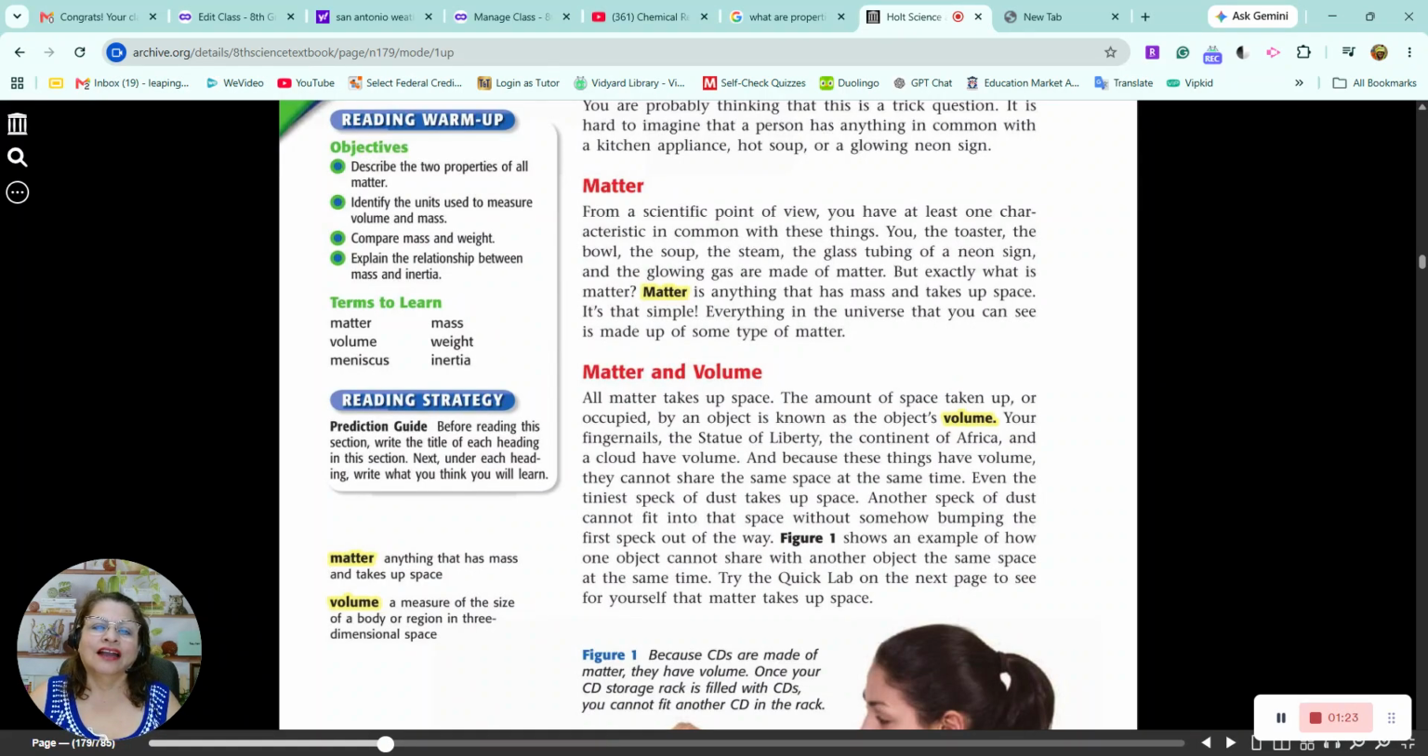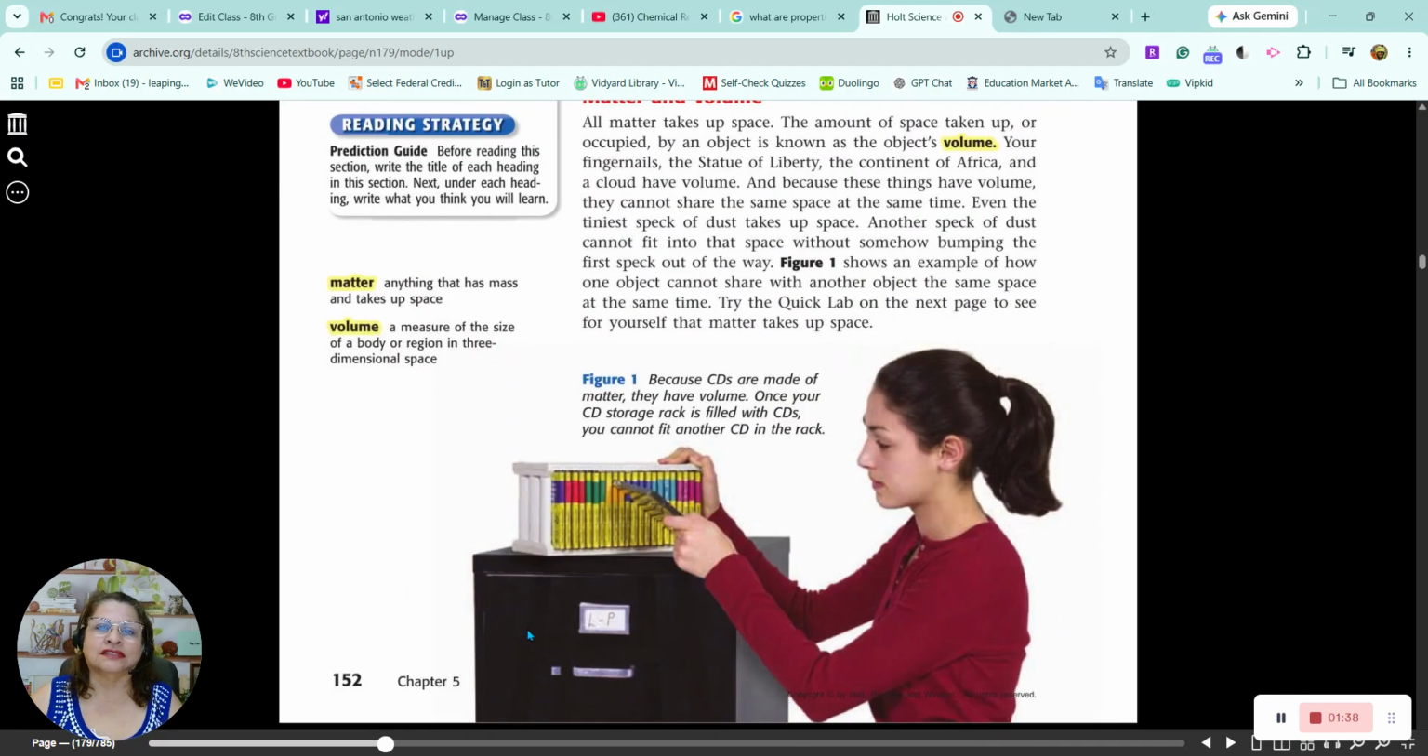Okay? All right. So we're going on to matter being anything that has mass and takes up space. Volume is a measure of the size of a body or region in three-dimensional space. So remember, three-dimensional is 3D. I mean, hey, we have 3D movies where you kind of freak out when it pops out at you because of the particular glasses you're wearing. But it has to have 3D.